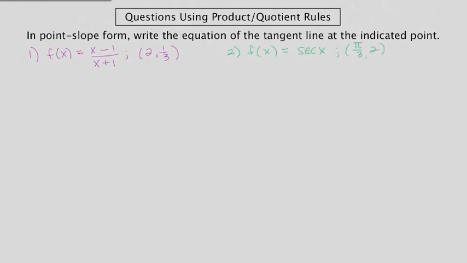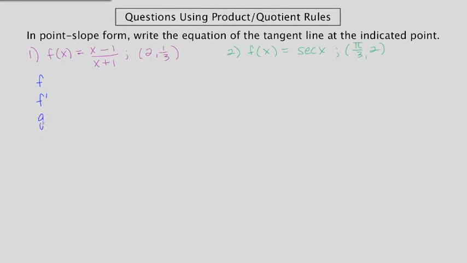Okay, in this lesson, we're going to answer a couple questions that involve using the product and the quotient rules. We've seen these questions before. They have us write the equation of the tangent line at an indicated point. For our first example, we're given a quotient, so we're going to need the quotient rule. So I'm going to set myself up for that.